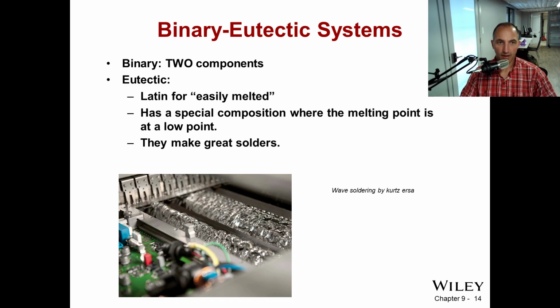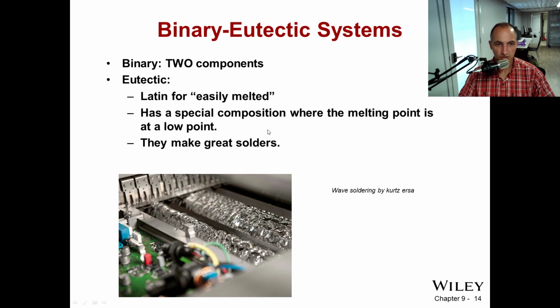All right, moving on. The binary eutectic system. Binary means two components. We're still on two components, and we're now talking about eutectic systems. Eutectic is Latin for easily melting. A good example of a special composition is solder.